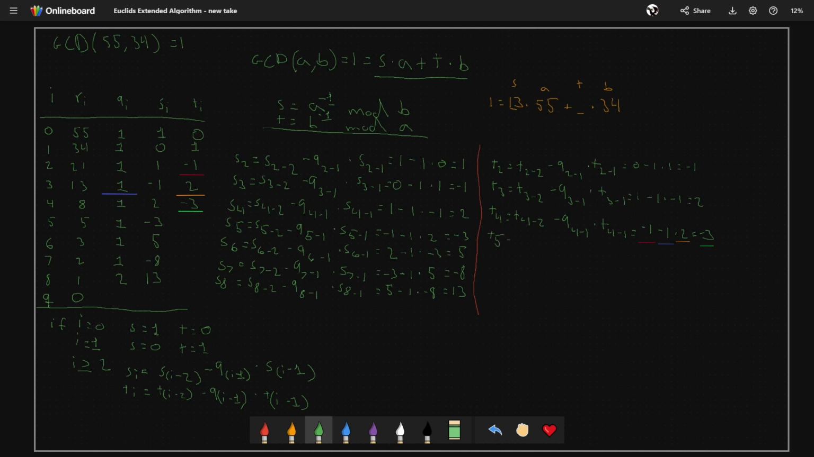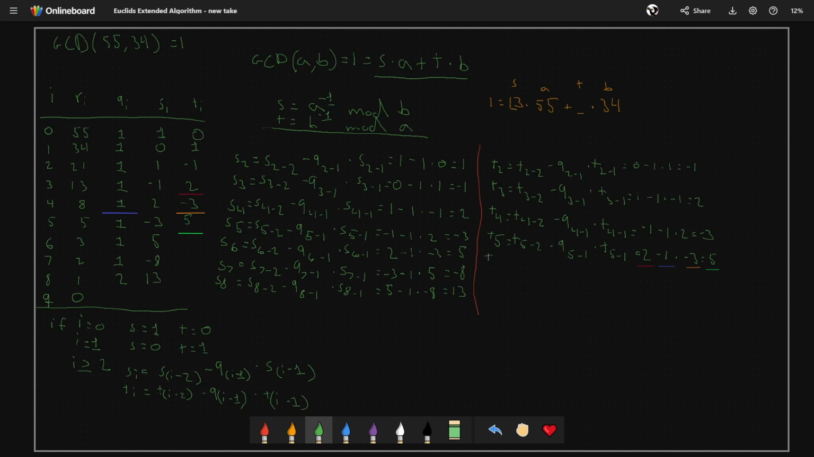Go to t5. t5 is equal to t5 minus 2 minus q5 minus 1 multiplied by t5 minus 1, which is equal to, t5 minus 2 is t3. t3 we calculated to be 2. Minus q5 minus 1, that's q4. q4 is still 1. Multiplied by t5 minus 1. t5 minus 1 is t4, and t4 is negative 3. 1 multiplied by negative 3 is negative 3. 2 minus negative 3 turns to plus, so that's 2 plus 3, that's 5. So t5 is equal to 5.